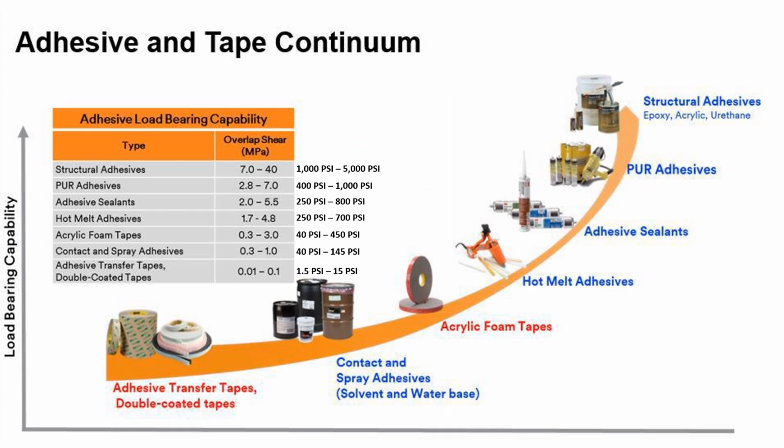This is the adhesive and tape continuum. What it outlines is the different strengths of the different tapes and adhesives that 3M has. 3M defines structural as being 1000 psi or greater. As you can see on this chart, you start out with adhesive transfer tapes, double coated tapes, which are the weakest as far as strength goes.